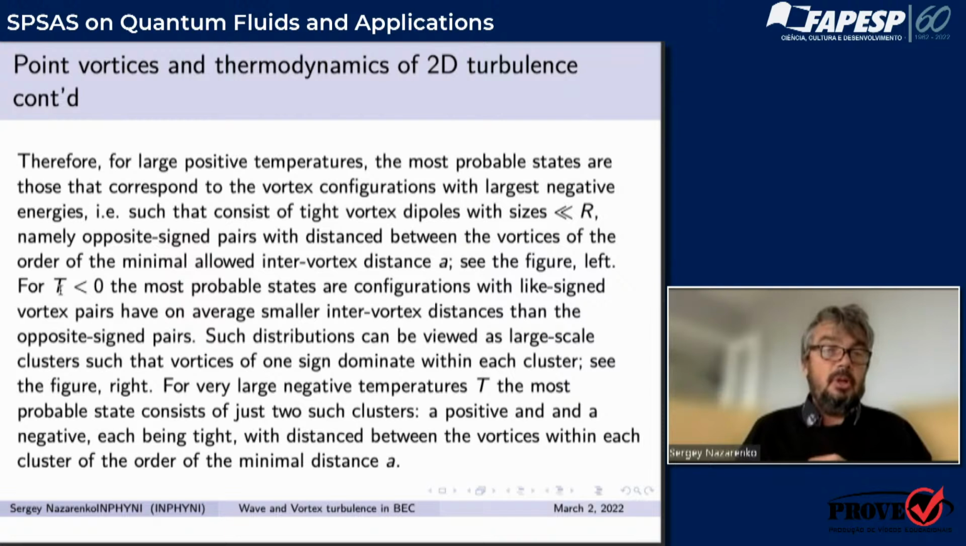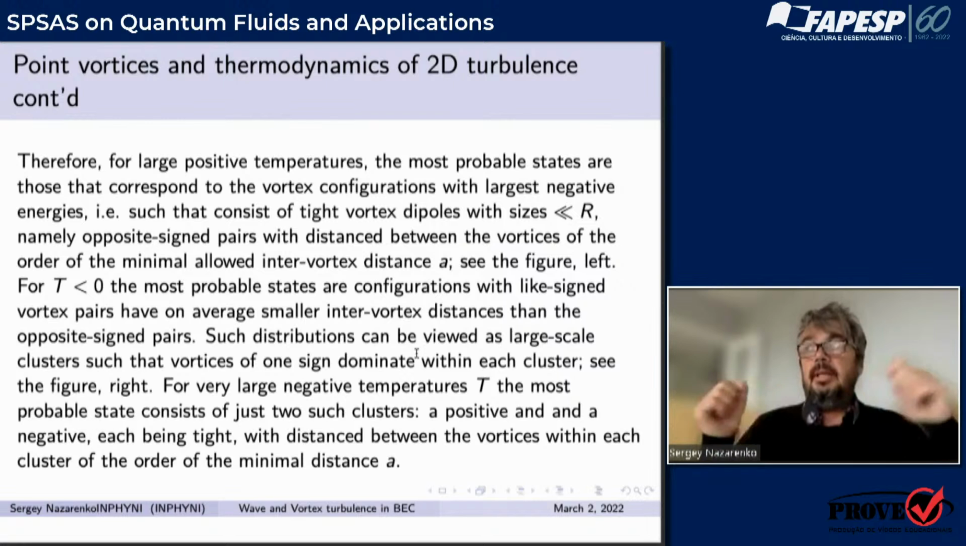Okay, and for negative temperatures, respectively, the biggest probability, conversely, will be the one with the biggest positive energy. And in this case, the like-sign vortices must be closest to each other, closer than the counter-sign vortices. So this is where the clustering is coming from. All the pluses tend to cluster together and all the minuses cluster together. And we have a picture like that, more or less, like in this cartoon.